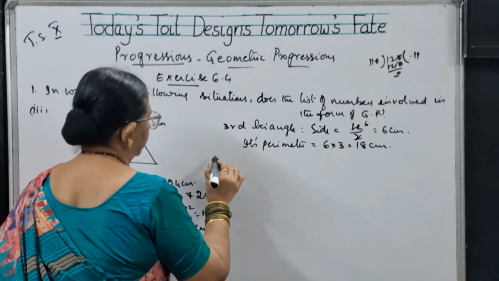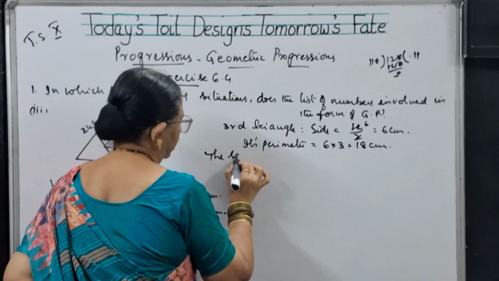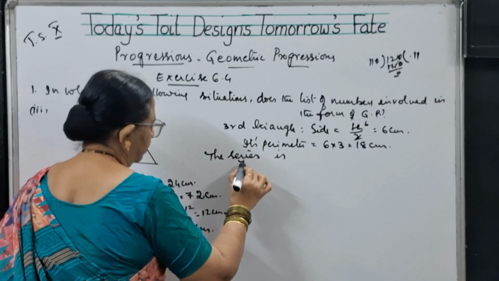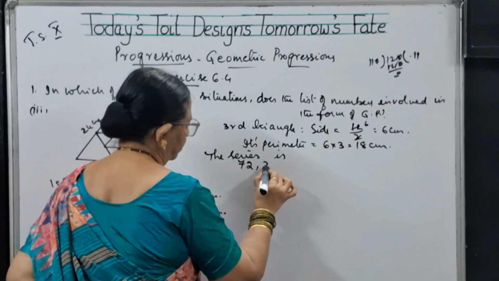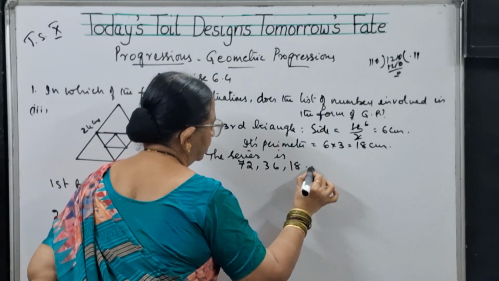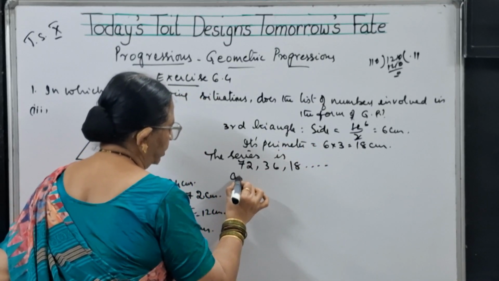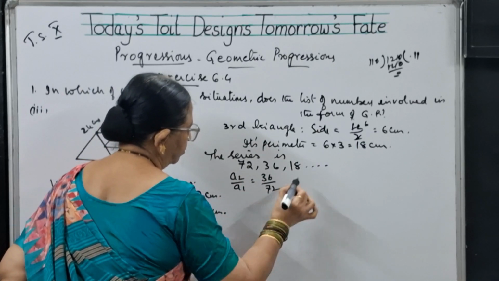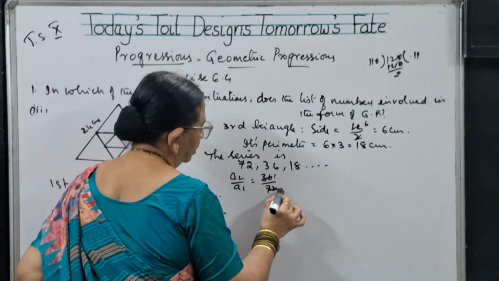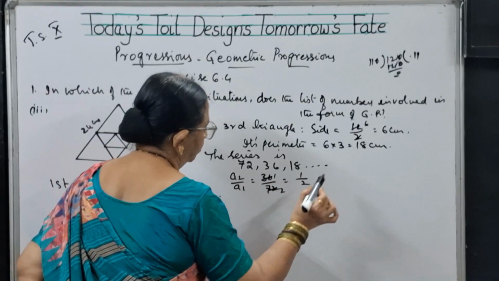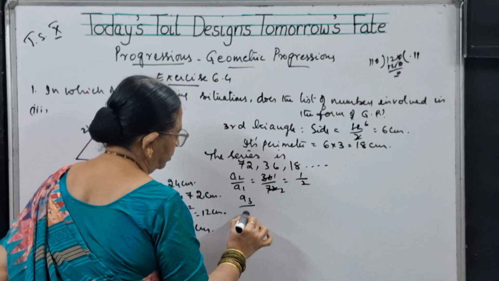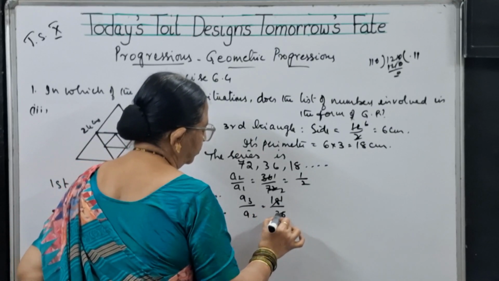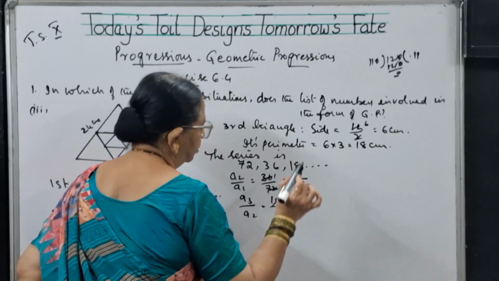So basing on this, what is the series that I am getting? The series is, first one is 72 and second one is 36 and 18, it goes on like this. So what is A2 by A1? That is 36 by 72. So 36 twos are 72, 1 by 2. Then A3 by A2, 18 by 36. 18 twos are 36, 1 by 2.